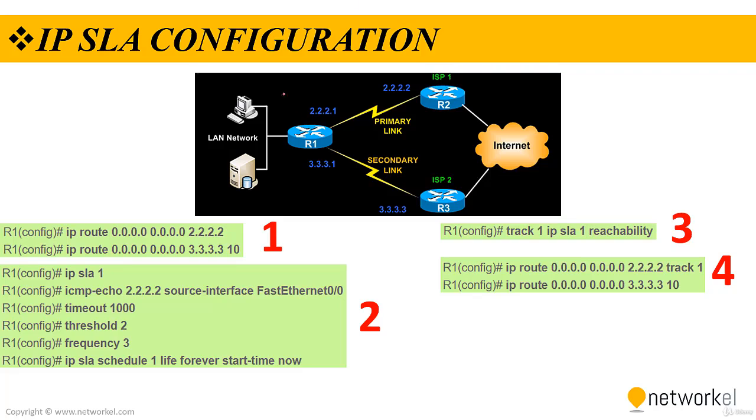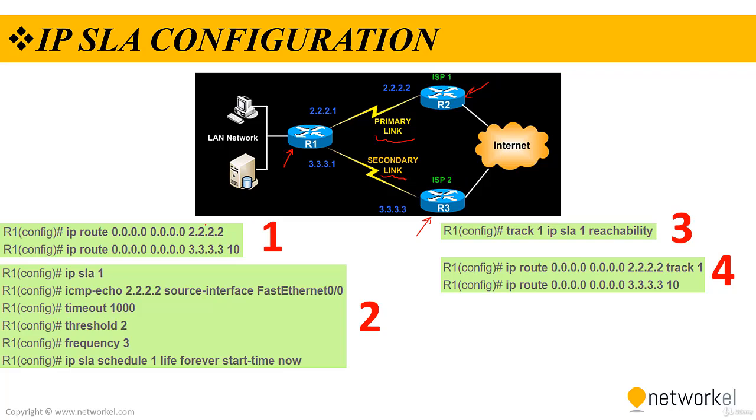So you can see a topology in here. In our topology, we have router 1, router 2, and router 3. Router 1 is connected to router 2, and that is the primary link. And router 1 is connected to router 3, and that is the secondary link towards the internet. You can see on the screen.